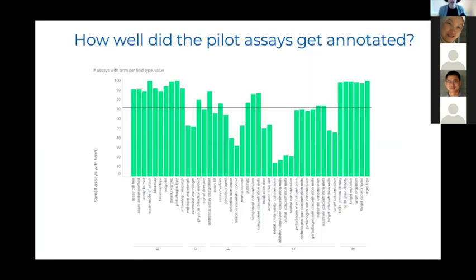So how well did the assays in the pilot get annotated? It really varied by field. Some fields were well annotated, but some fields were horrendously annotated. Things like controls or concentrations were missing. Things like target using any sort of identifier, whether it's UniProt or something from the protein ontology or DTO, some of those details were missing.